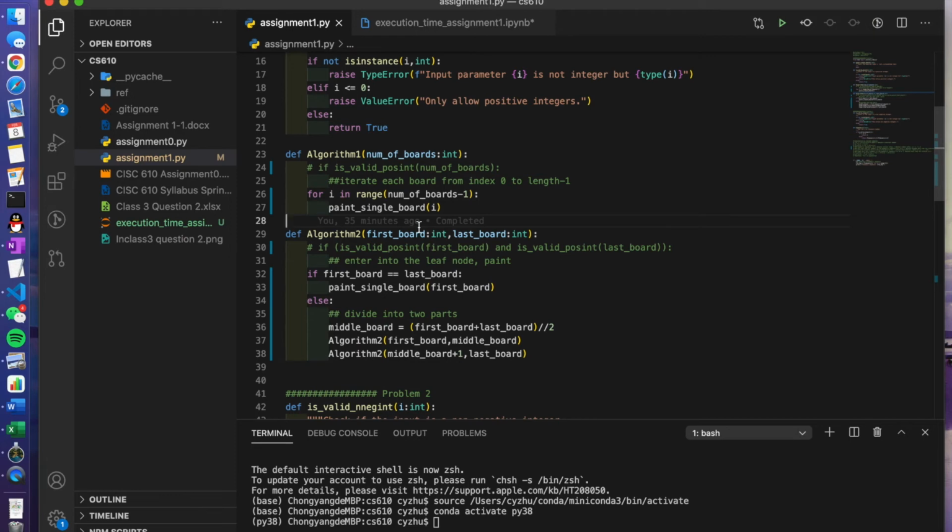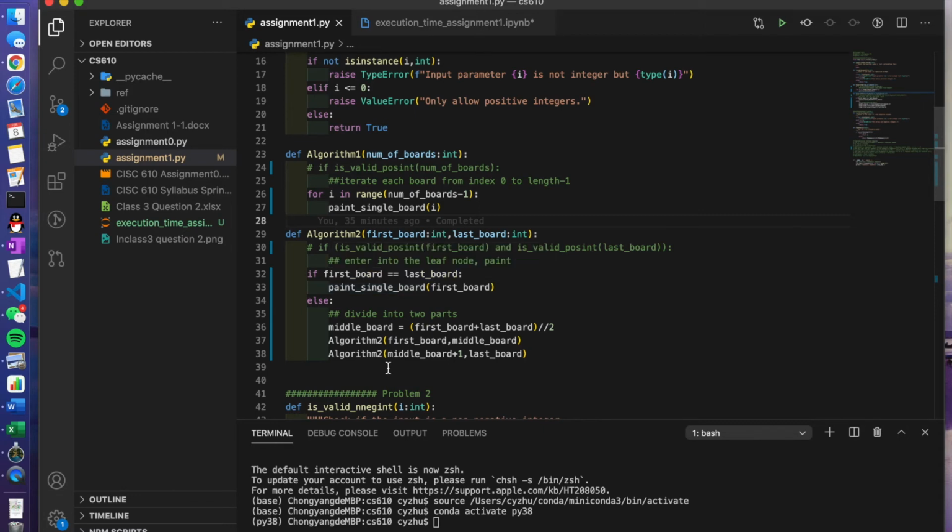But we have to note that the time complexity for both of these algorithm functions is big O of n. For algorithm 1, it's very clear to see that there's only one loop indexed from 0 to the length minus 1. For algorithm 2, because this is still visiting each leaf node to paint each single board, it is n operations.